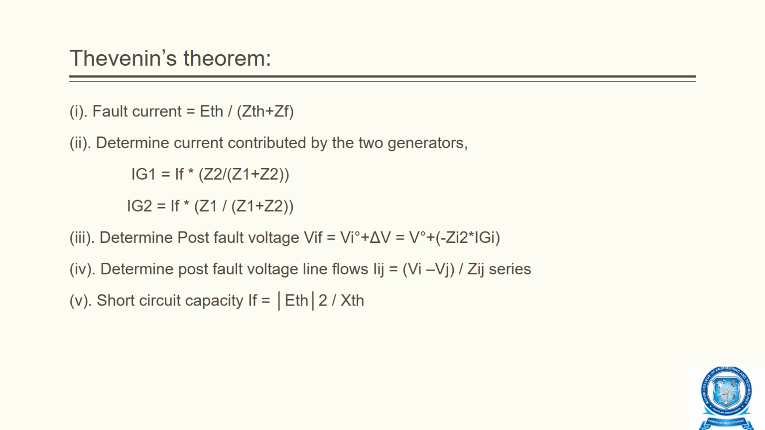Then the post-fault voltage is given by Vi plus delta V, where delta V is equal to Zii times Igi. To determine the line current, the line current is equal to Vi minus Vj divided by Zij in series. Short circuit capacity is equal to If times the base MVA, that is ETH squared divided by XTH. So using this, we get the short circuit capacity. So this is how the short circuit analysis is done with the help of Thevenin's theorem. Thank you.